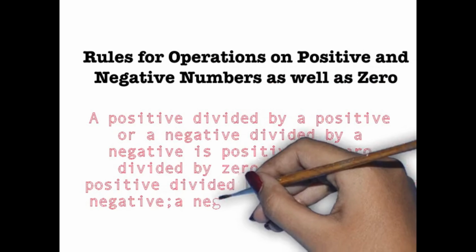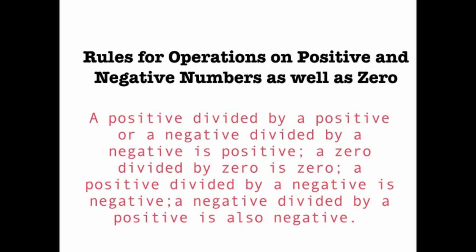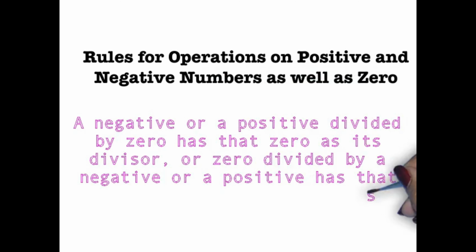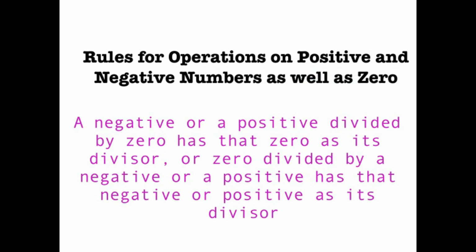A positive divided by a positive or a negative divided by a negative is positive. A 0 divided by 0 is 0. A positive divided by a negative is negative. A negative divided by a positive is also negative. A negative or a positive divided by 0 has that 0 as its divisor, or 0 divided by a negative or a positive has that negative or positive as its divisor.